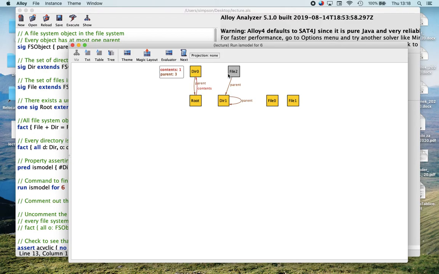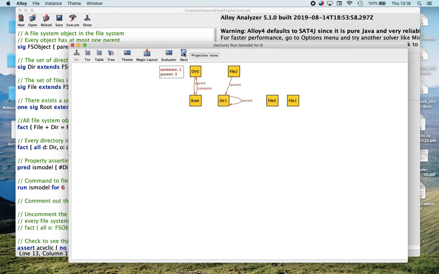So that's not too good. We would like to have a contents relation in the other direction. So we're missing an axiom about that. And also here we've got a loop, that directory 1 is a parent to itself. And also we have that although we've got the root directory, we can't reach other directories by going down through the directory structure from the root directory. So the point is this does not look much like we would like a file system to look. So we've got some axioms missing here.